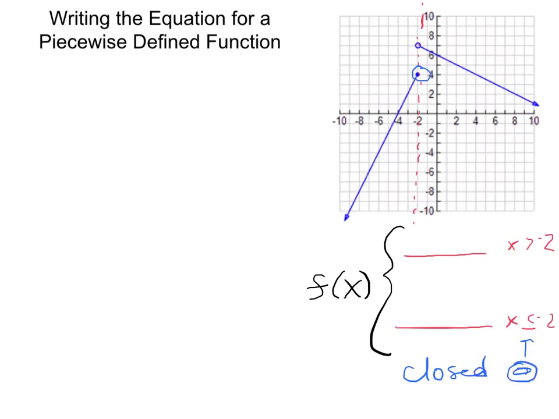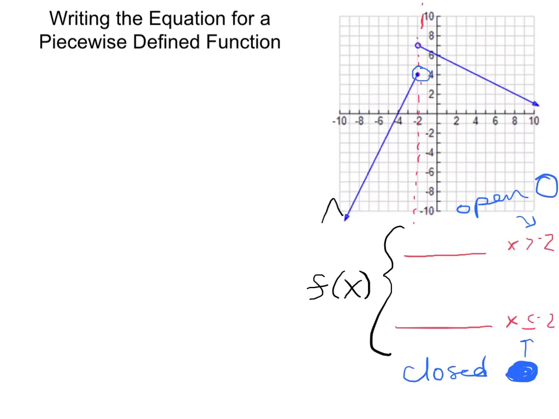A closed circle at -2 versus here I had an open circle at -2 right here. So we know that for numbers from -infinity to -2, we're going to follow one rule, and for numbers bigger than -2, we're going to follow another rule. What this comes down to now is simply writing the equation of both of these lines.